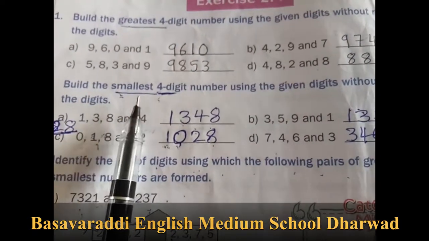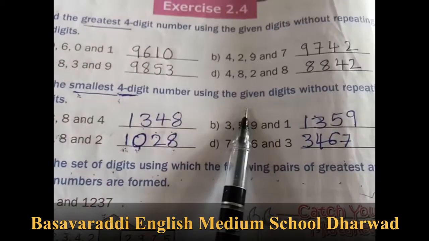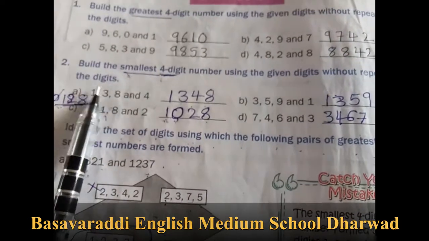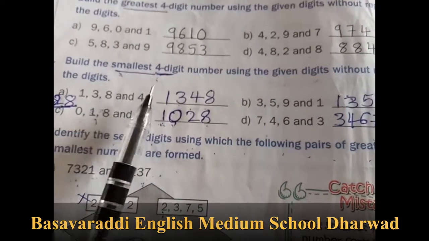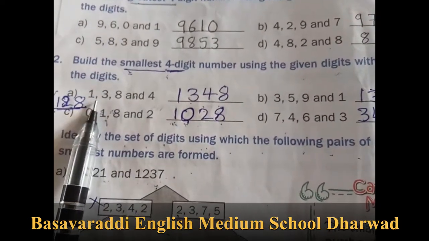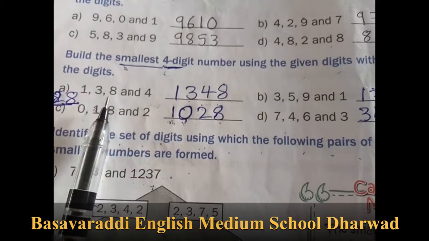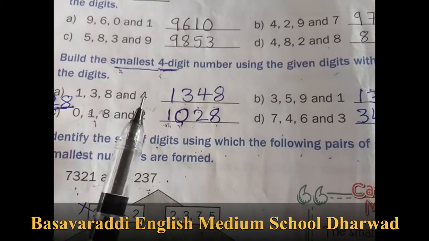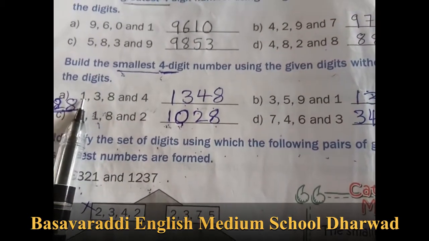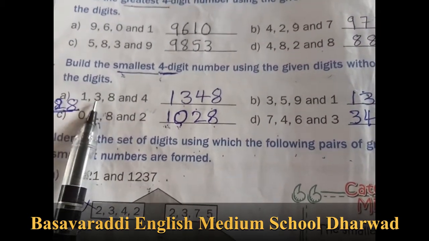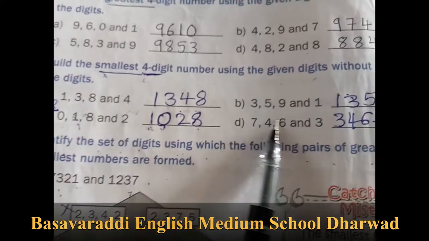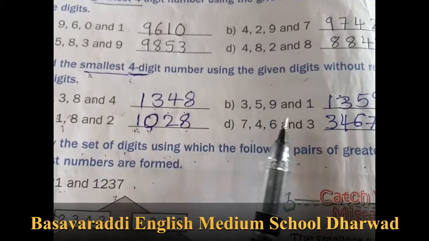Second, build the smallest 4-digit number using the given digits without repeating the digit. Smallest 4-digit, what are they telling? We have to use these digits and make the smallest. So 1, 3, 8, 4. So smallest is 1. Afterwards, a little bit bigger: 3, 4 and 8. 1348.